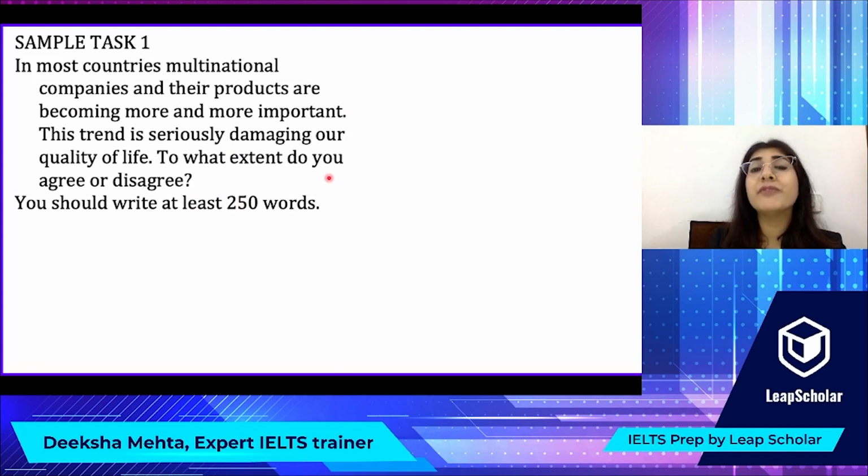So, what is the first thing that you need to do when you look at this task? You need to underline the keywords. So, what is the opinion that they are stating? That MNCs and their products are becoming more and more important, and this is damaging our life. So you have to tell them whether you agree with this point of view or not.